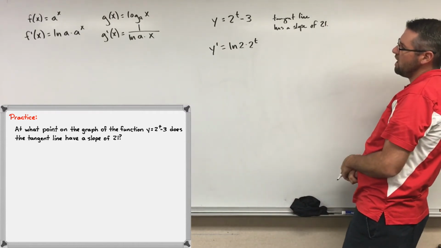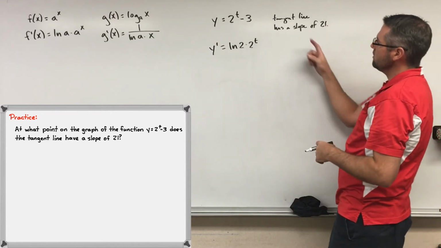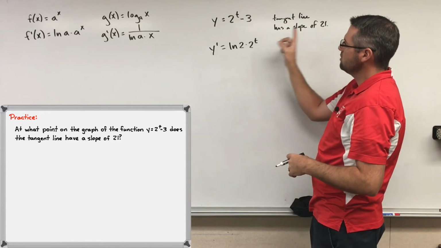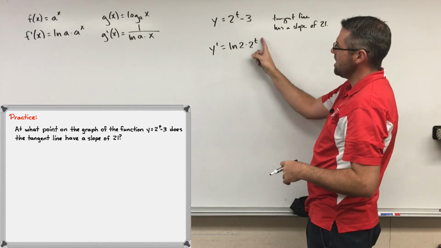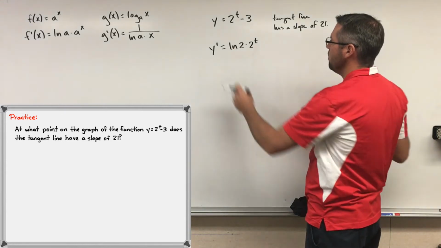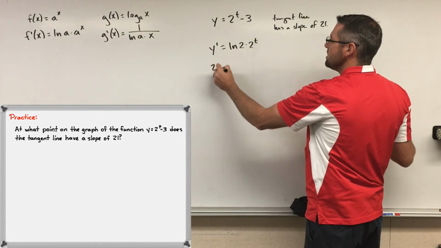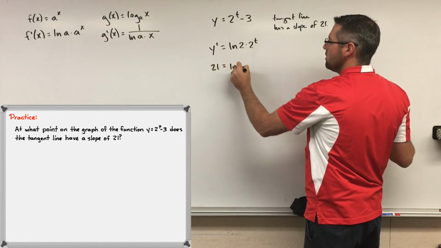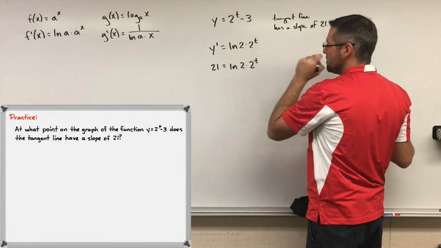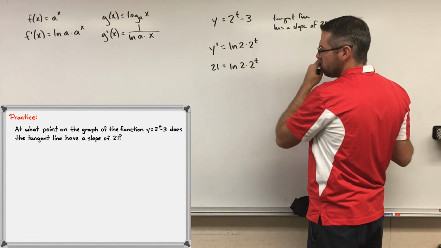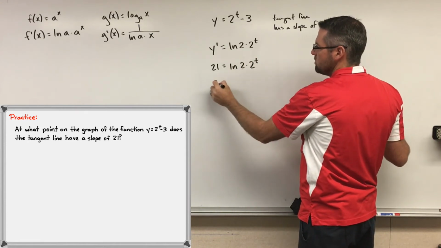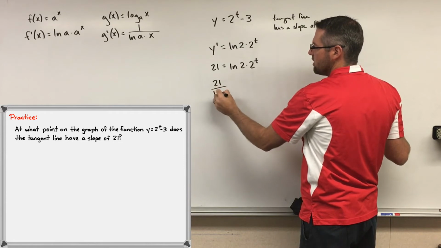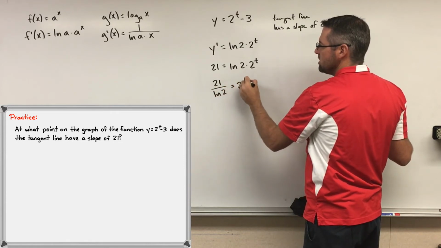Well, what do we need to do with that? We need the slope to be 21. So what represents the slope? Is it time, or t, or is it y prime? Well, it's y prime. So we'd actually set y prime equal to 21, and then we would solve for t. So how do I solve for t? Well, the first step would be to divide by natural log of 2. So we have 21 over the natural log of 2 equals 2 to the t.